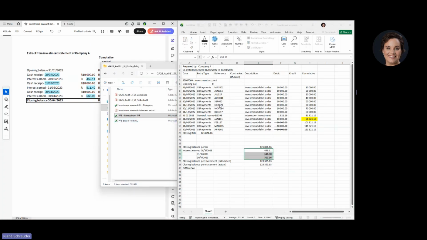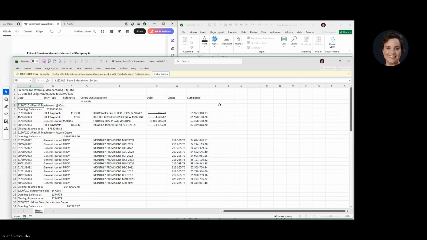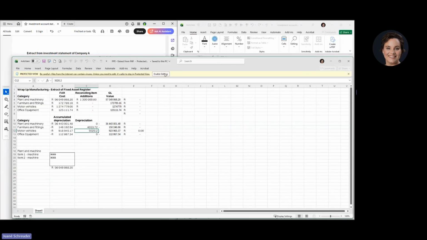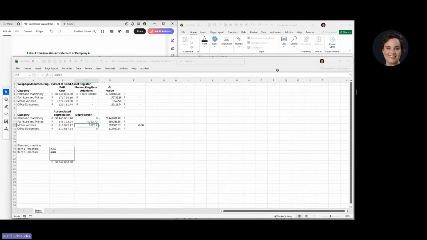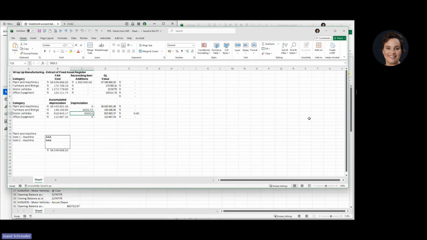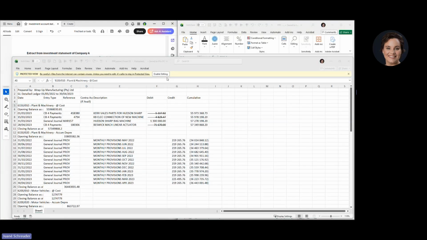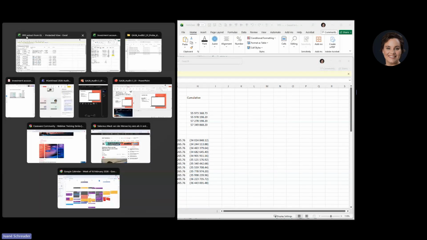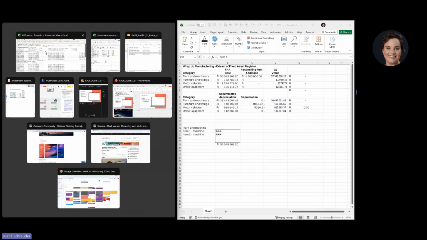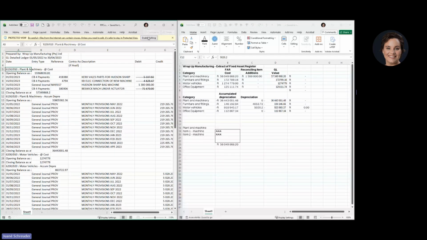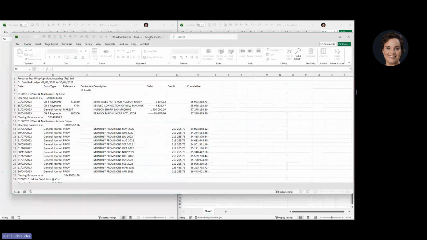And then we can again split our screens and see what we can see from there. All right, so just enable editing so we can do some stuff there. This is, of course, locked or in protected view because we downloaded it from the internet. So here I've got the extract from the fixed asset register. And in this case, I've got the PPE extract. So that's the one I want to see. The other Excels are, of course, the ones that we just used for the investment account.